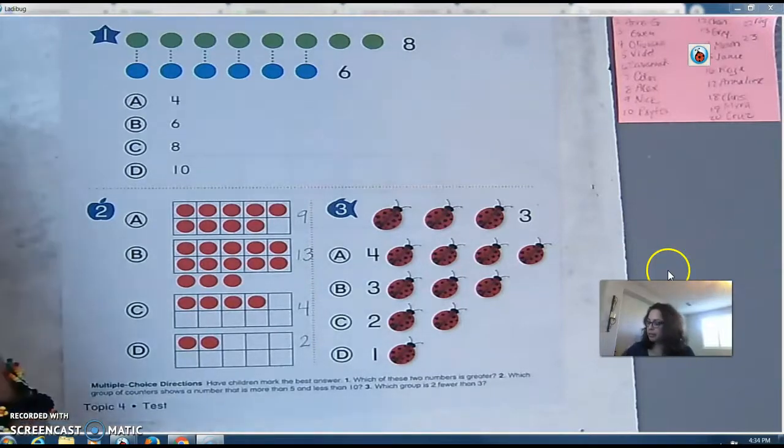All right, I'm going to start the timer. More than 5 but less than 10.